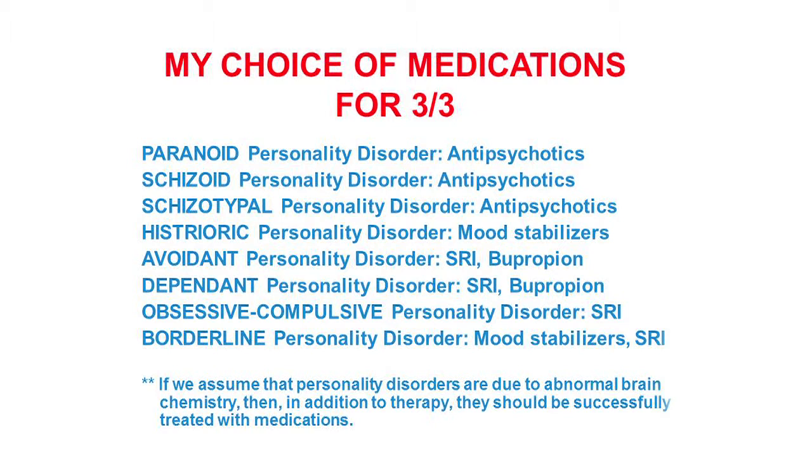disorders, antipsychotic medications; histrionic personality disorders, probably mood stabilizers; avoidant personality disorders, serotonin reuptake inhibitors or bupropion; dependent personality disorders, again serotonin reuptake inhibitors, bupropion; obsessive compulsive personality disorders, the SRIs, serotonin reuptake inhibitors; and borderline personalities, which present a huge, different complexity of symptoms. I think we may have to select 3 or 4 medications to bring their symptoms under control, such as mood stabilizers and serotonin reuptake inhibitors.